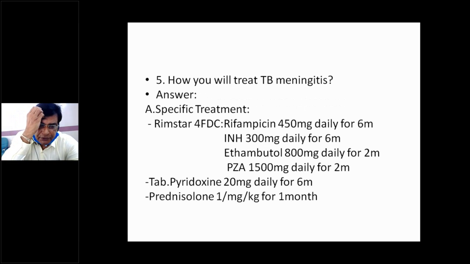Our next question is how we will treat TB meningitis. TB meningitis is treated by 4 anti-TB drugs: rifampicin, INH, ethambutol, and pyrazinamide. Rifampicin 450 mg, INH 300 mg, ethambutol 800 mg, and PZA 1500 milligram. And tablet pyridoxine 20 milligram daily for 6 months. And prednisolone 1 milligram per kg body weight daily for 1 month.